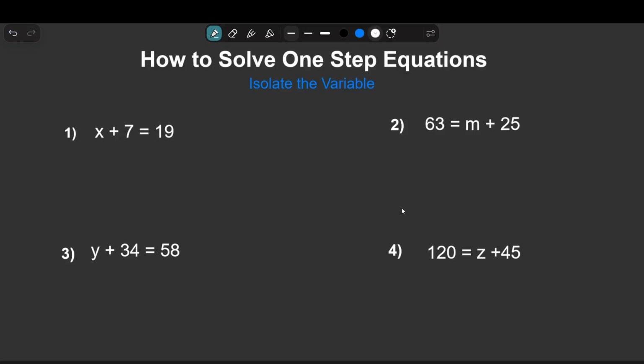In this video I'm going to cover how to solve one-step addition equations. When we solve one-step equations, we want to isolate the variable, which means get it by itself. Basically, we want to undo whatever is being done to the variable, so that the variable is by itself on one side of the equation. We do this by doing the inverse or opposite operation.